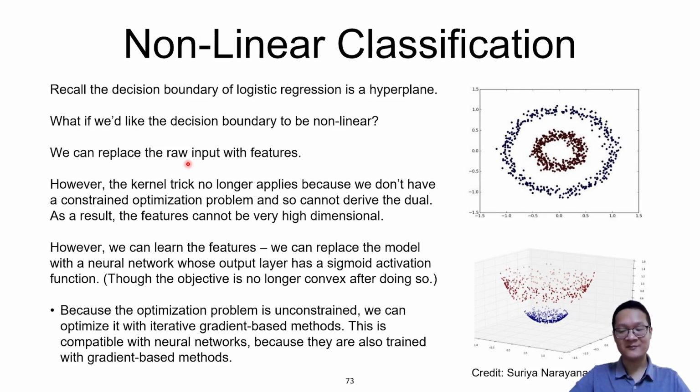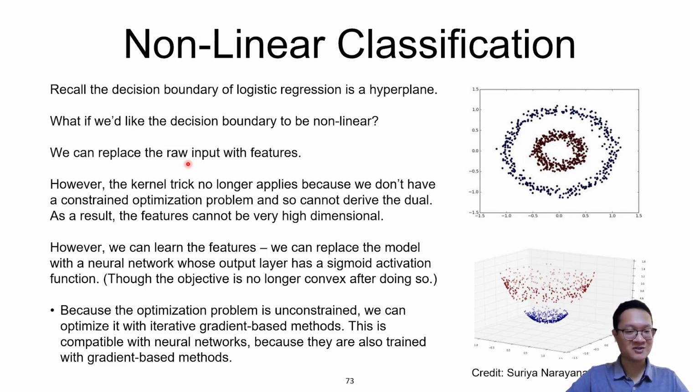And that means that if we replace the raw data points with features that are very high dimensional, then computationally speaking, that may not be so favorable. Okay, so in this case, what we typically do with logistic regression is to learn the features instead of picking features. And we know that whenever we start talking about learning features, we're really talking about a neural network model.